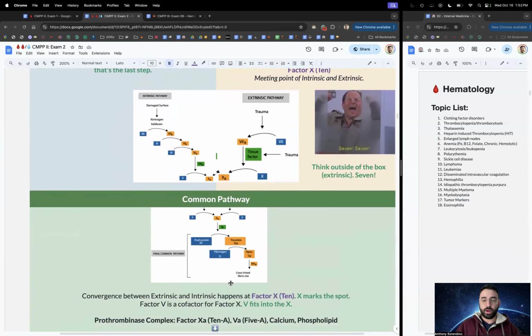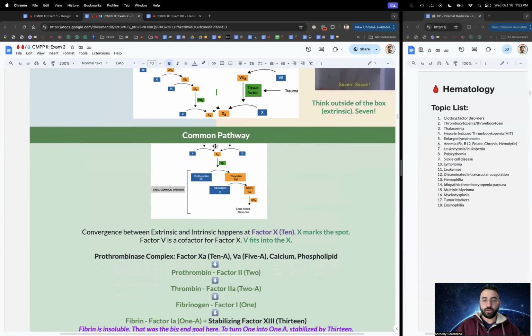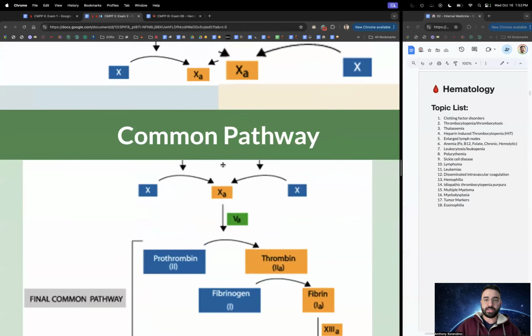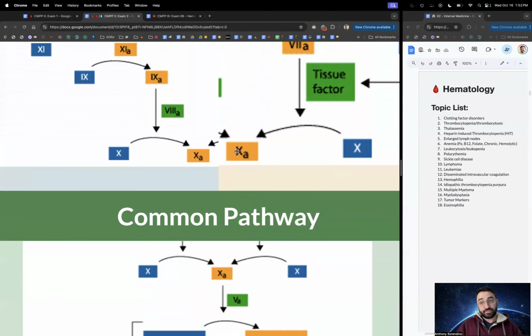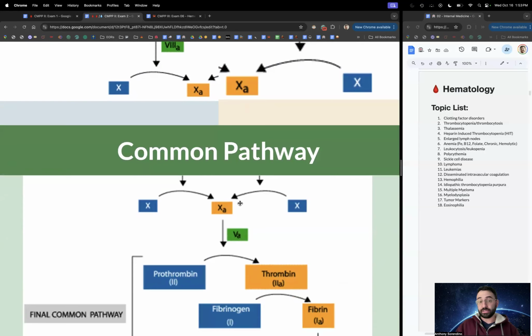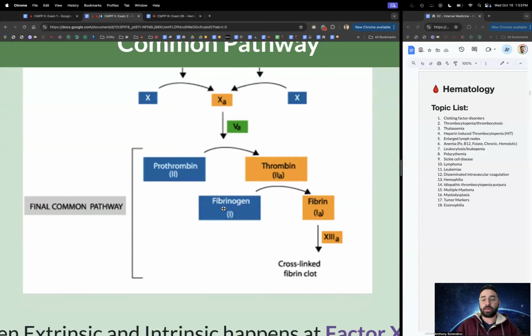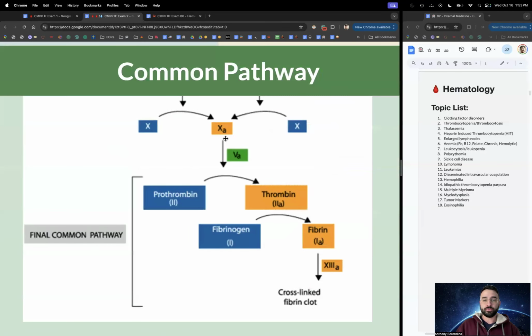10 is going to be where both sides join each other. It's going to be here, 10, 10A. Factor 10A inhibitors, that's going to be like your Eliquis, your rivaroxaban, things like that. So you think about, well, why are we targeting 10A? Well, it's because it's going to nuke the entire, both pathways. So if you want to thin your blood, inhibiting this is definitely going to do it.